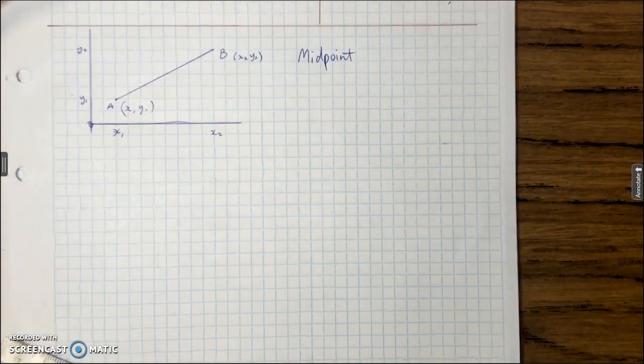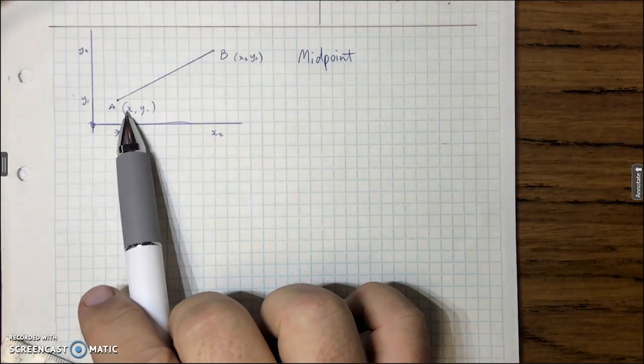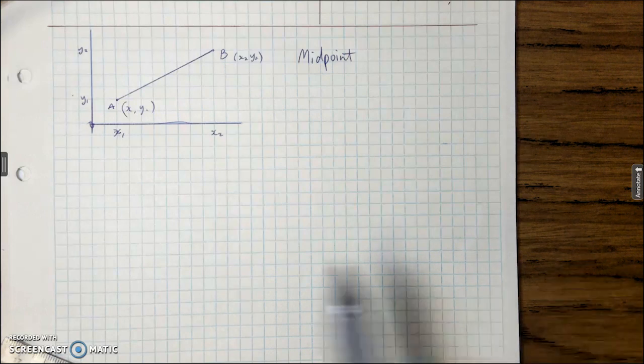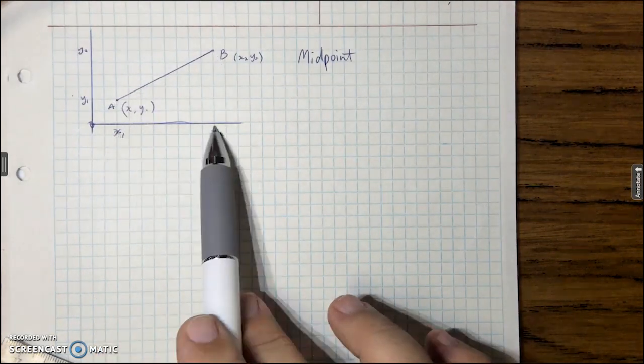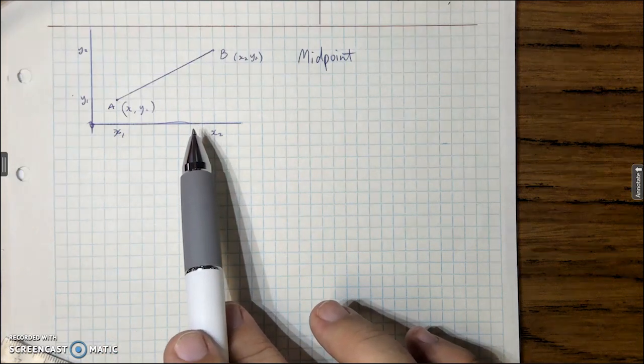Now, as you could well imagine, the midpoint is the halfway point along a particular line. So the x and y coordinates of the midpoint would also then be halfway between x2, y2 and x1, y1. So how do we go about actually finding that? Well, if we just think about the x value, we want to find halfway between x1 and x2, so halfway along here, right? That's what we're actually trying to do in terms of the x.